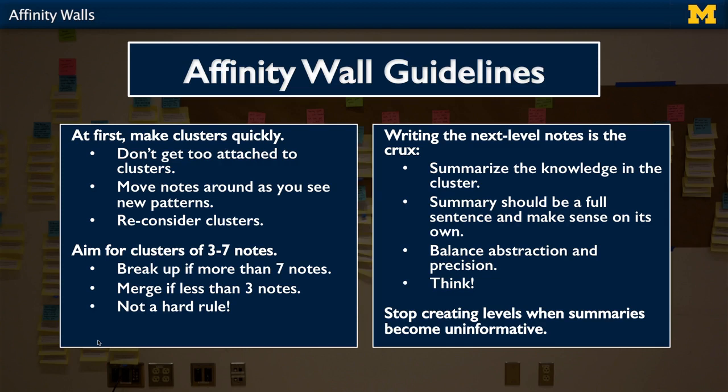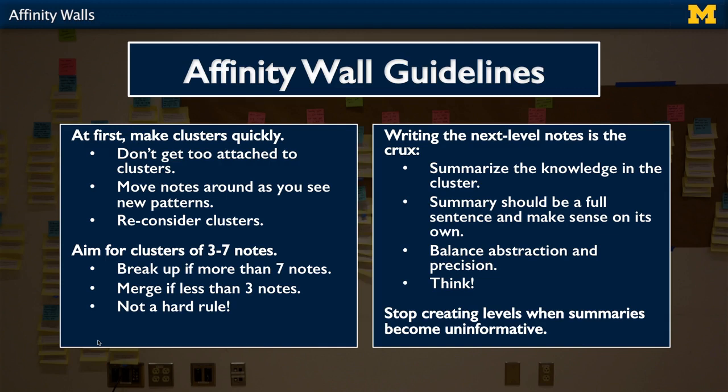Another thing you want to do is create clusters that are roughly 3 to 7 nodes in size, so that if you ever have a cluster that's too small, with only 2 nodes, you might want to see if you can merge it with another cluster or add other nodes to it. Or if you have more than 7 nodes in a cluster, you might want to consider breaking them up. Maybe there's more than one theme in there.